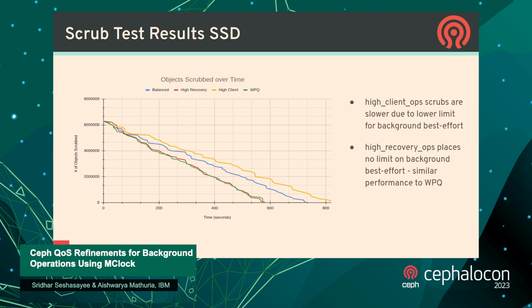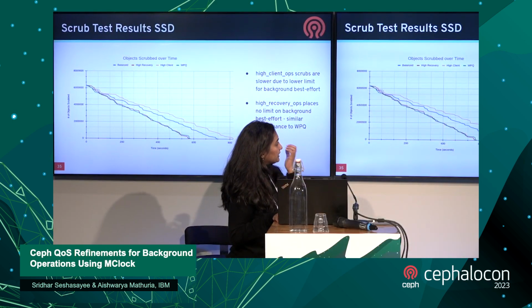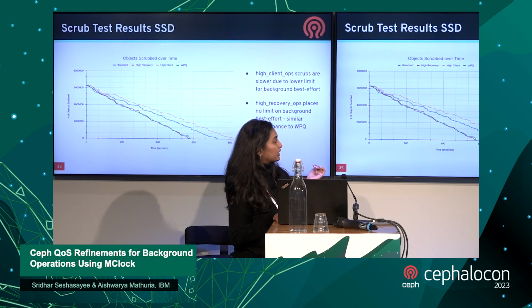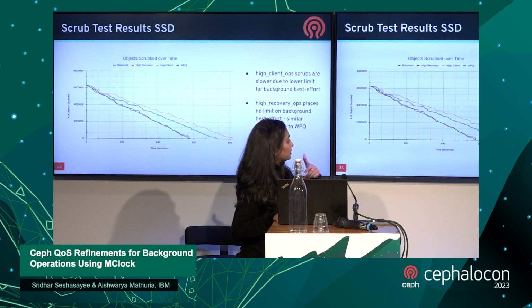Yeah, I'll just cover this quickly. So we ran similar tests for scrubbing as well. And we could see that with high client ops, scrubs are slower because we limited the background best effort client. So that's exactly what we wanted. And in high recovery ops, we placed no limit on the background best effort client, and we saw similar performance to WPQ. So we could see that high client scrubs take the longest time.